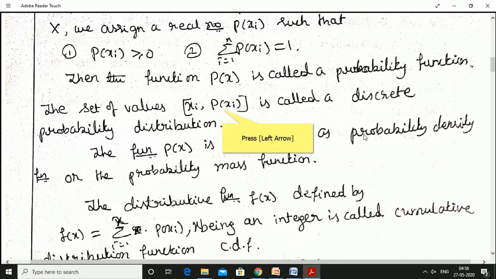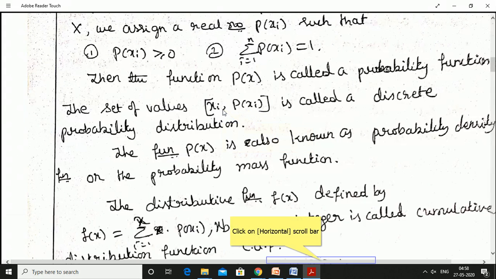Now, the set of values xi comma p of xi, that is the values taken by the random variable along with the probability function, is called a discrete probability distribution. Systematic representation of the values taken by the random variable along with its probability function is known as the probability distribution, discrete probability distribution. Okay.